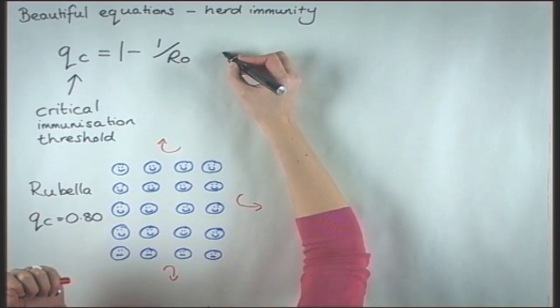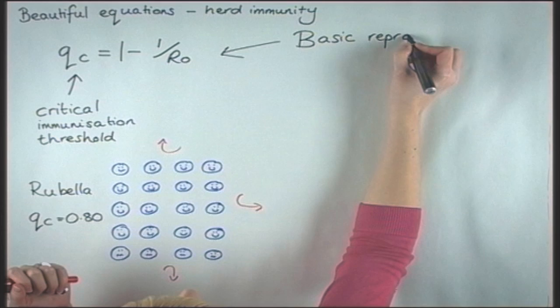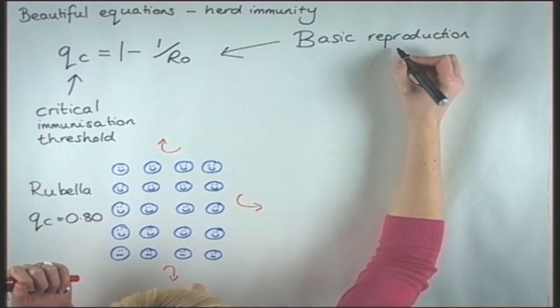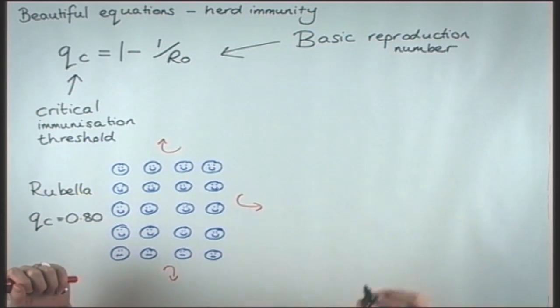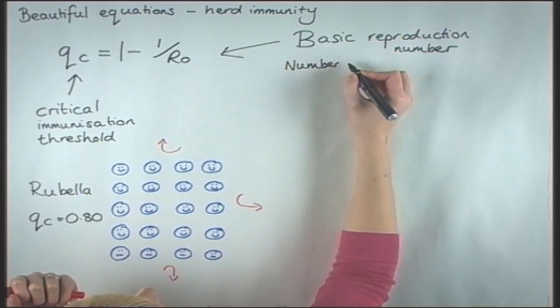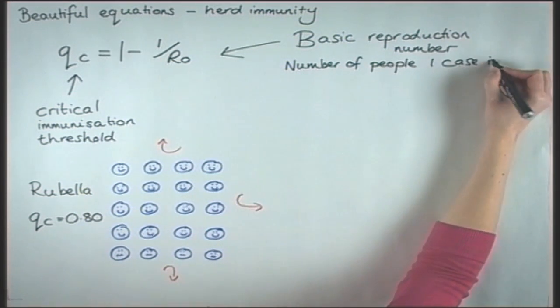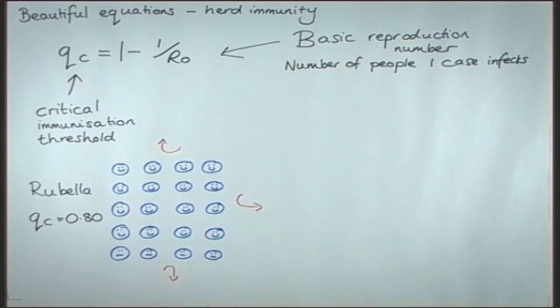Returning to our equation, the critical threshold number is related to R0. This is the basic reproduction number. This is the number of people one infectious person would infect. This is a difficult number to measure, as the population that is infected should be totally naive to the infection.